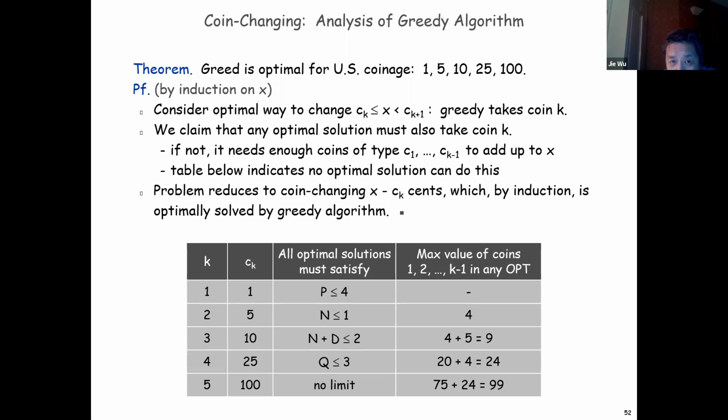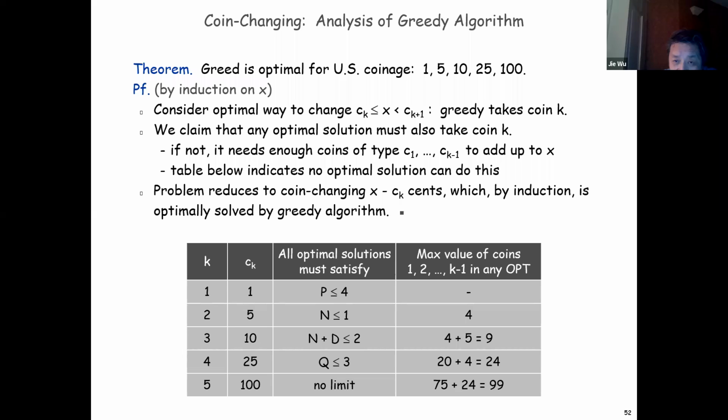Why is that? If not, then it needs enough coins of other types. That means if you don't use the k, then you have to use coins with a smaller denomination. Is it correct? For example, in our case, if you want to return 30 cents, you first need to use a 25. If you don't use a 25, you have to use smaller ones, like 1, 5, and 10. But in this case, you will use more coins.